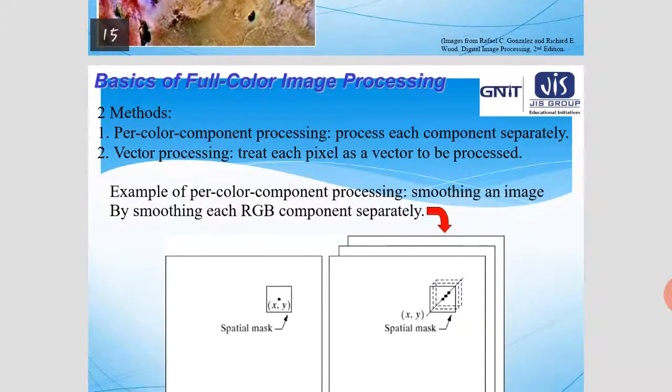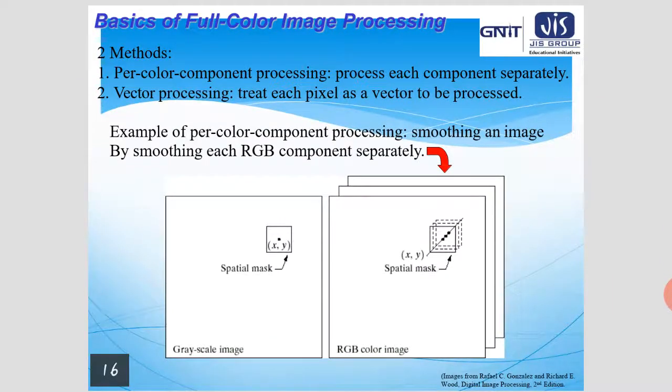If we move forward to the next slide, it is the basics of full color image processing. Here two methods are there. One is per-color component processing, which processes each component separately, and the second one is vector processing, which treats each pixel as a vector to be processed. Here examples of per-color component processing have been given.